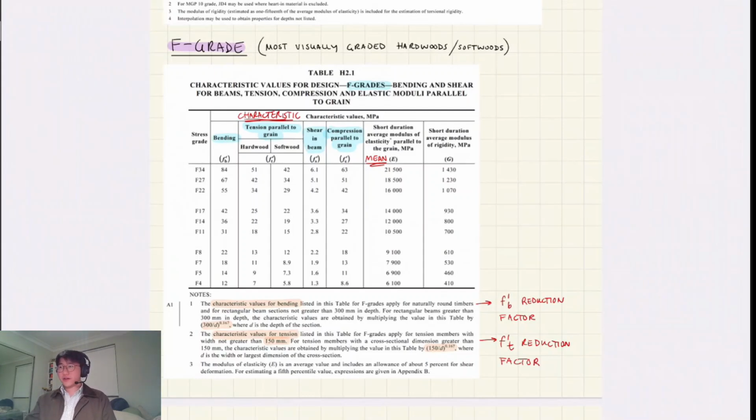What you'll find in the timber code and in this course is there's a lot of notes which are important, but they're at the bottom of tables. And usually these notes in the other courses don't really matter, but in this course they matter, right? So we have two reduction factors that aren't listed anywhere else except in this table for F-grade timber, which you'll need to apply to your questions, right? Basically when you have a section that's too big, we reduce its overall strength by a certain amount depending on how big it is. And that applies for bending and that applies for tension as well. Those are two different notes, right?